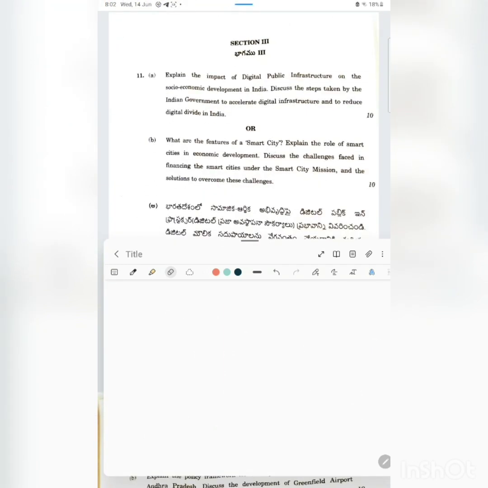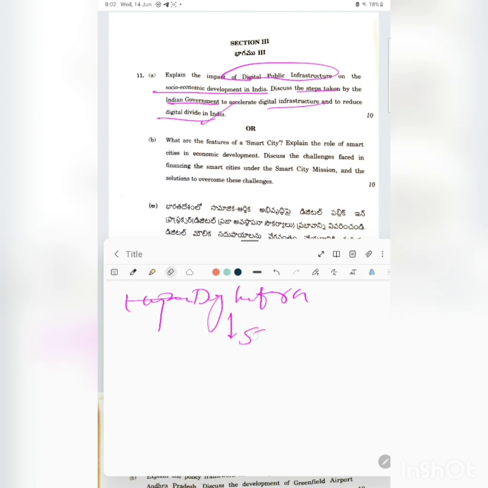Second thing is, explain the impact of digital public infrastructure on the socio-economic development in India and discuss the steps taken to accelerate digital infrastructure and reduce the digital divide. See, this is again a huge question. You need to talk about impact. First, you need to speak about digital infra. After that, you have to know about socio-economic impact, and then you have to write about steps taken to accelerate, and how it's reducing the digital divide in India. So it's a very long question.